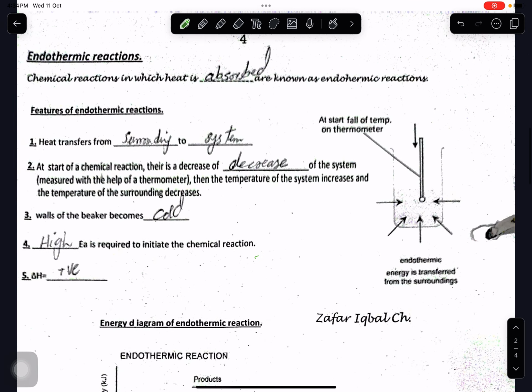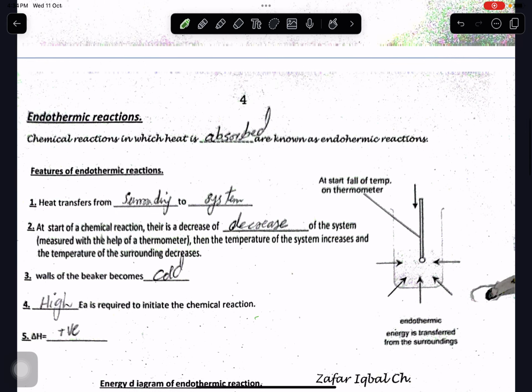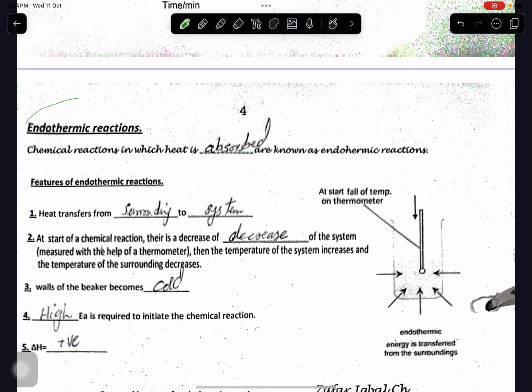Okay, now we're going to talk about endothermic reactions. One most important thing, endothermic is opposite to exothermic. Now endo means in and therm means heat. So what does endothermic mean? Heat comes in. Chemical reactions in which heat is absorbed are known as endothermic reactions.